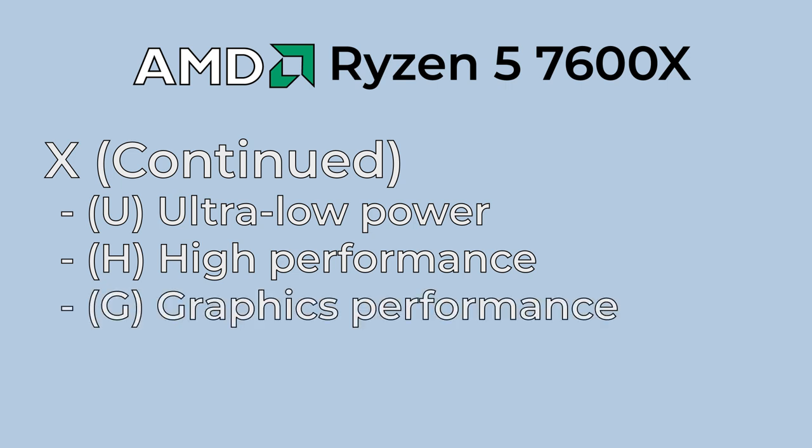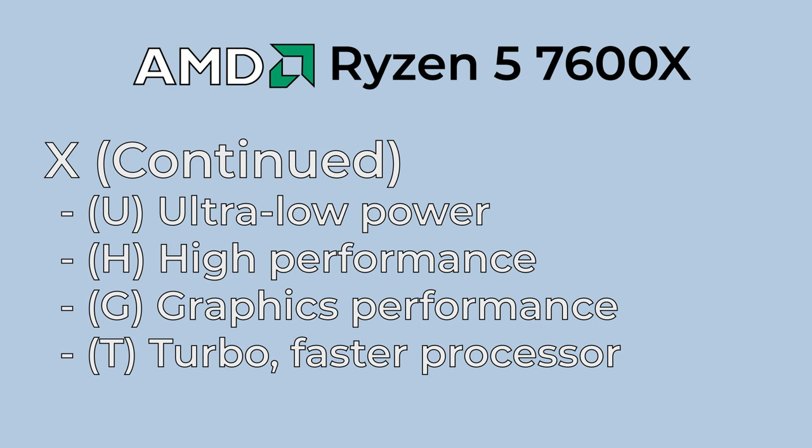A G suffix adds graphics performance. A T suffix stands for turbo. This suffix is often combined with another, just meaning they've made a processor work faster, i.e., XT is faster than X.